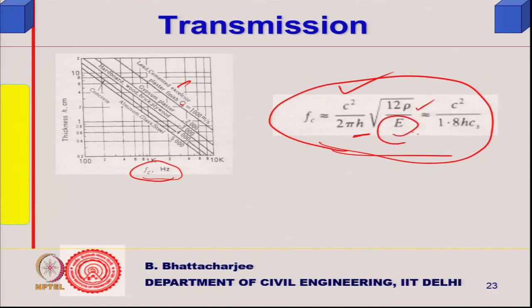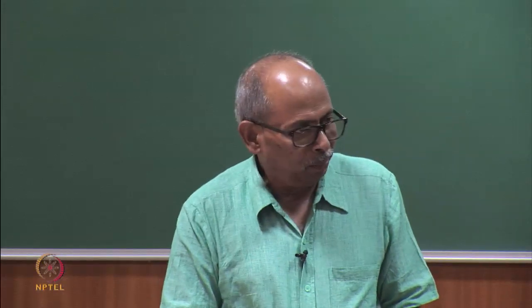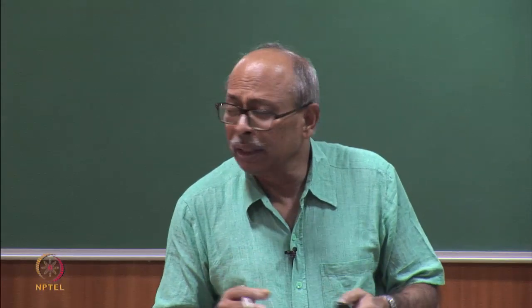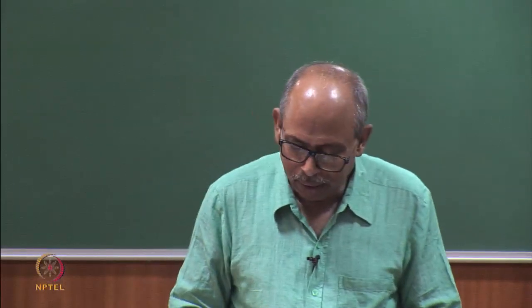One can find it out in this manner. Some formula is available: c squared, approximately the velocity of sound, divided by 1.8 h c s, where c s is the velocity in the solid itself. So you can find out where the coincidence dip will occur, and beyond that again it follows the mass law. Anyway, we need not consider too much of it; you can do detailed work on it.